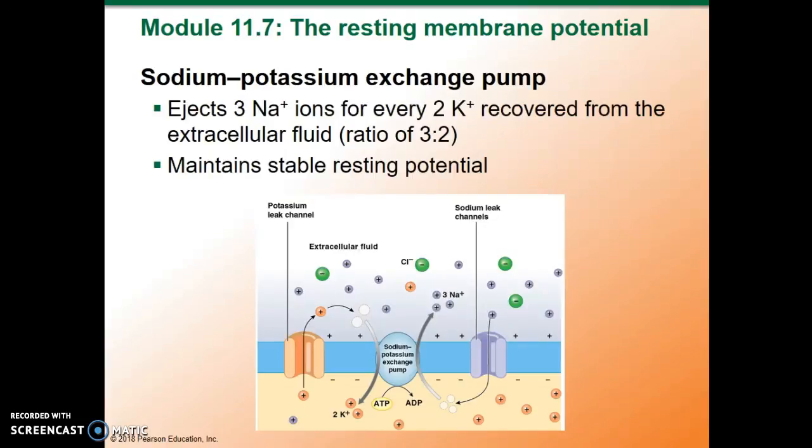The active mechanism is the sodium-potassium exchange pump. Because sodium is always leaking in, the cell wants to get rid of it. On the other hand, the cell wants more potassium, and yet there's not that much outside the cell. There's much more potassium inside the cell than outside the cell. So the sodium-potassium pump gets rid of 3 sodium ions for every 2 potassium ions it brings in. And this maintains the stable resting potential.